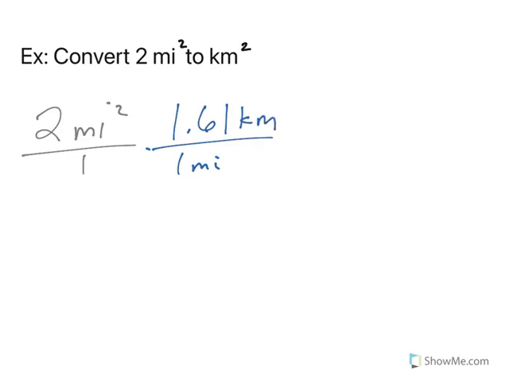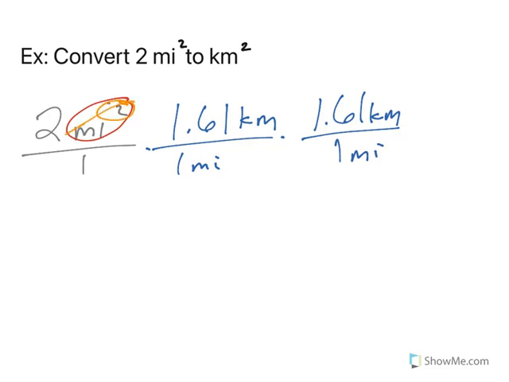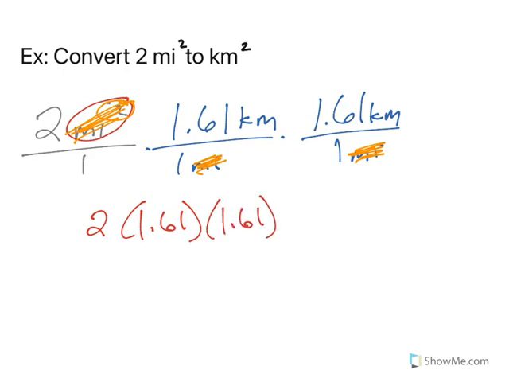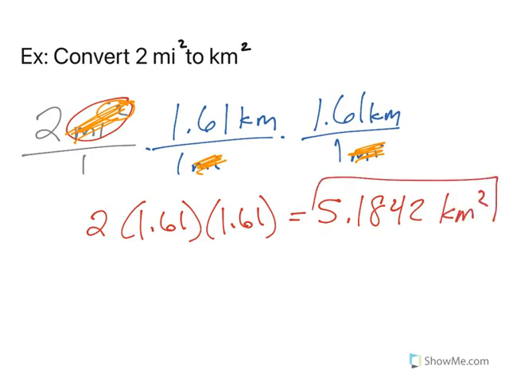Convert 2 square miles to square kilometers. All right, so I have 2 square miles. Well, I know that 1 mile is 1.61 kilometers. But again, I have 2 of these miles, which means I need to do this twice, which is why in every dimensional analysis video I do, I talk about the units. You have to let the units guide you. You have 2 miles, so you need 2 miles in the denominator to get rid of them. So now I take 2 times 1.61 times 1.61. And that gives me 5.1842 square kilometers.